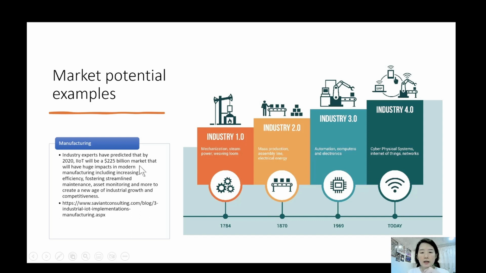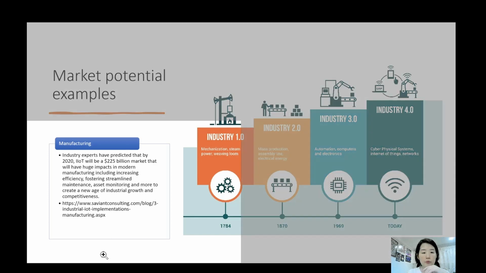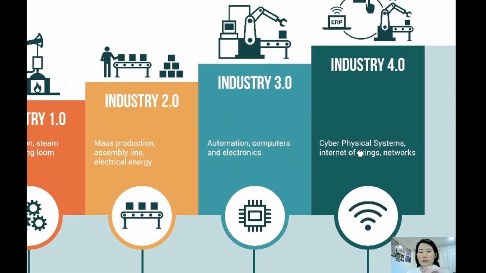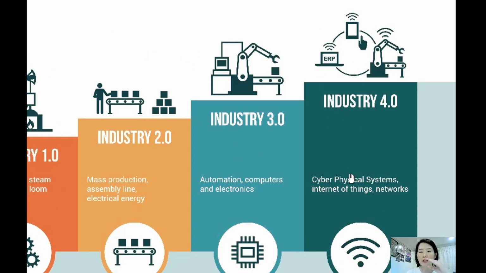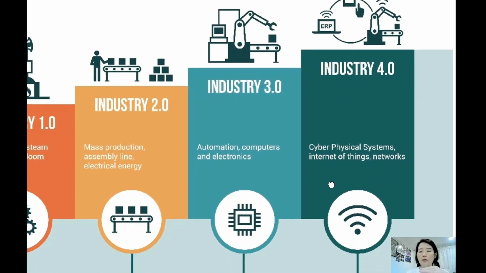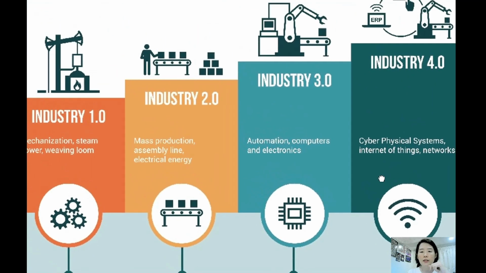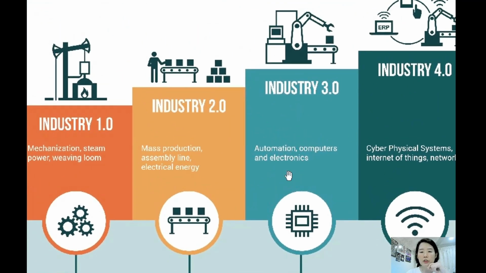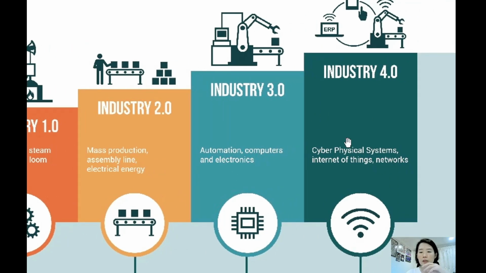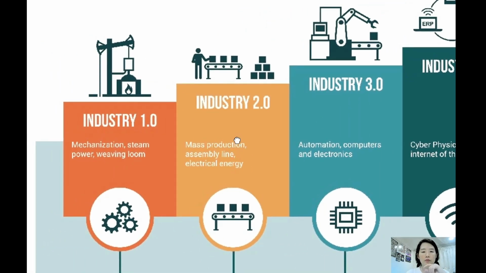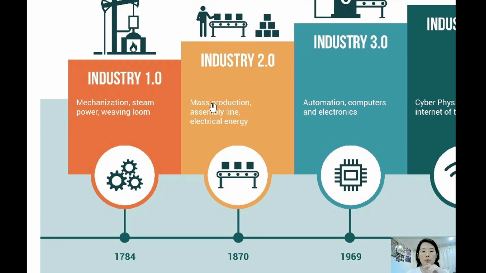Now, in manufacturing nowadays, we are moving from Industry 1.0, 2.0 to 3.0 and 4.0. Industry 4.0 basically means that you have everything: Internet of Things, cyber-physical systems, the network, everything connected together. Industry 3.0 is about automation, computers, and electronics, but not yet everything connected together. And then we have the earlier version, Industry 2.0, which focused on mass production, assembly lines, and electrical energy in the 1870s and even earlier.